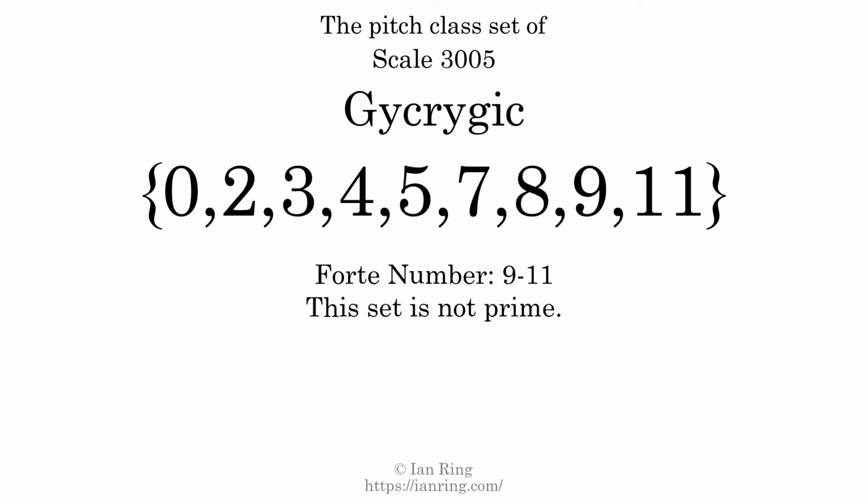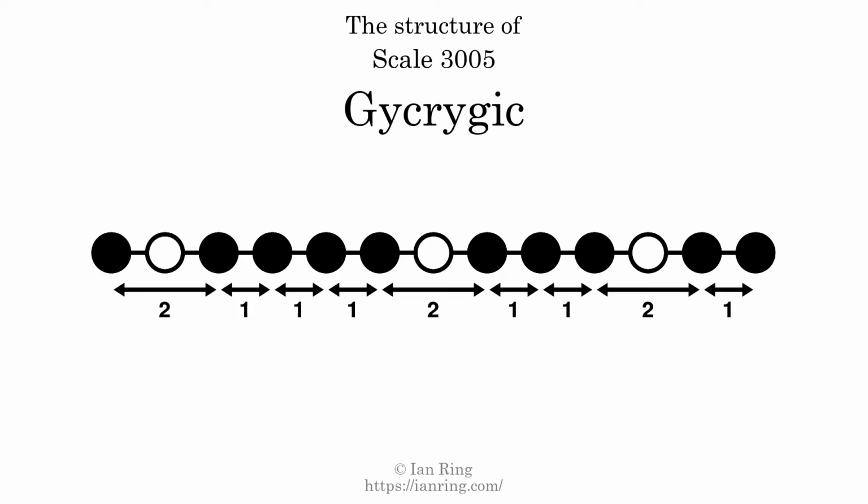The pitch class set for this scale is 0, 2, 3, 4, 5, 7, 8, 9, 11. The forte class is 9, 11. This set is not prime. The structure of a scale is a description of the interval distance between each successive tone. This scale has a structure of 2 1 1 1 2 1 1 2 1.